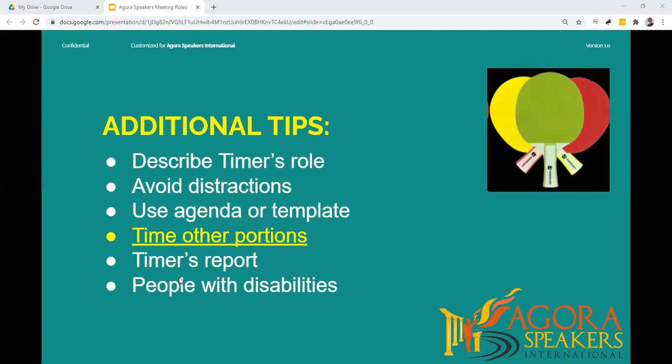The meeting leader can ask you to time other portions of the meeting, such as breaks, pauses for feedback, etc. In this case, there are no signals. Just inform the meeting leader that the requested time is now completed.